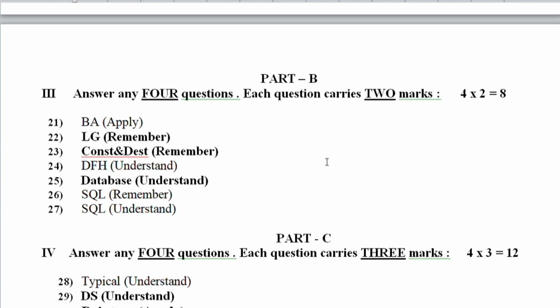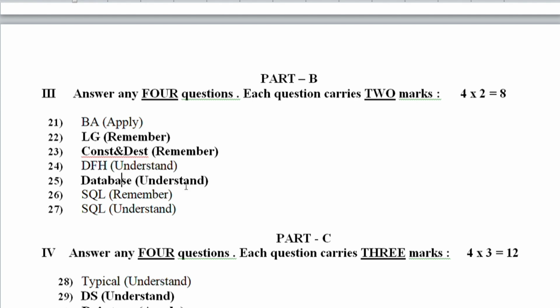Coming to part B, you have Boolean algebra application level questions. So you may get some questions like prove the expression algebraically. Then logic gates, remember level questions, means they may ask you to write the truth table of any gates or realization of gates. Constructor and destructor, again remember level questions, they may ask you to write the rules of constructor or rules of destructor. Then you may get questions like write the rules of default constructor, some remembering level questions. Then data file handling, understand level questions, they may ask about some pointers or file modes.